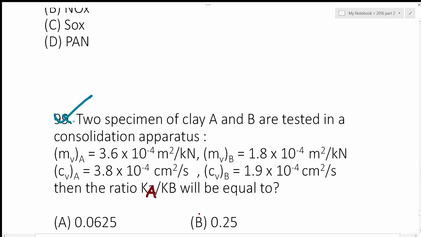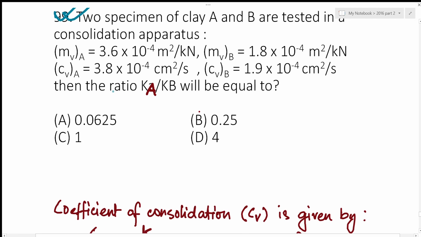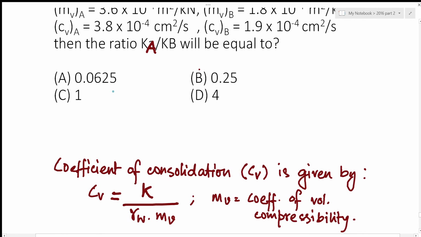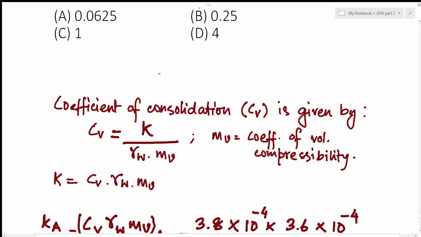Now, two specimens of clay A and B are tested in a consolidation apparatus where MV is the coefficient of volume compressibility and CV is the coefficient of consolidation. Then the ratio between permeability of A and permeability of B will be equal to. There is a simple formula for coefficient of consolidation, CV equals K by gamma W MV, and therefore K is equal to CV gamma W MV.